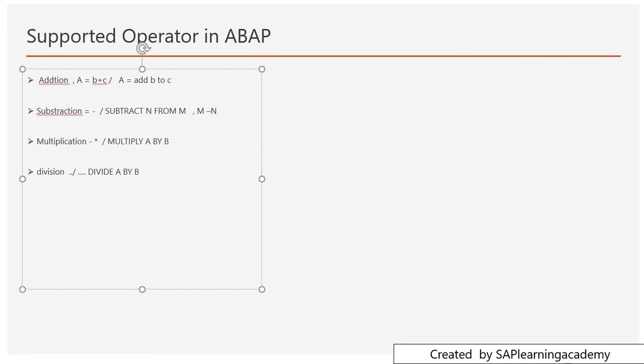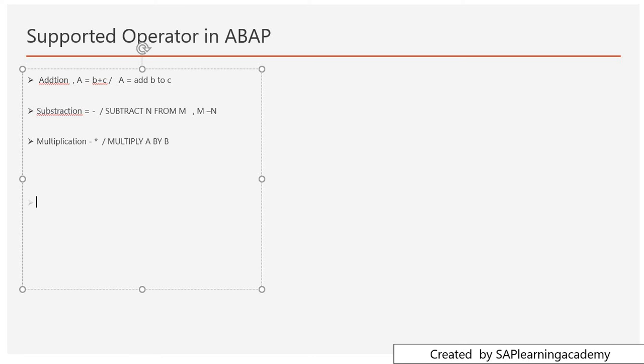In ABAP a few more operators are supported. If you want to take the dividend you can use div. If I use mod it will show you the remainder of the data. And I will show you one more example in this case, just let me delete these few lines.